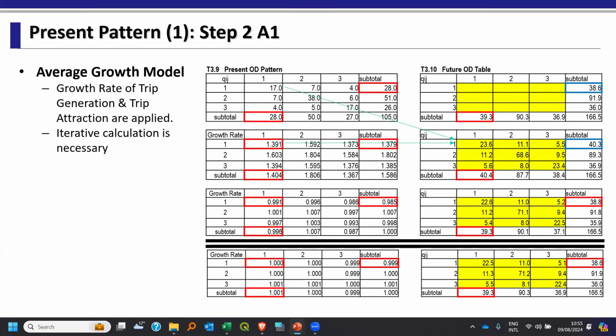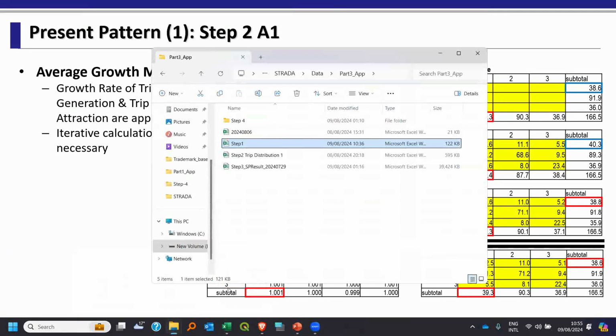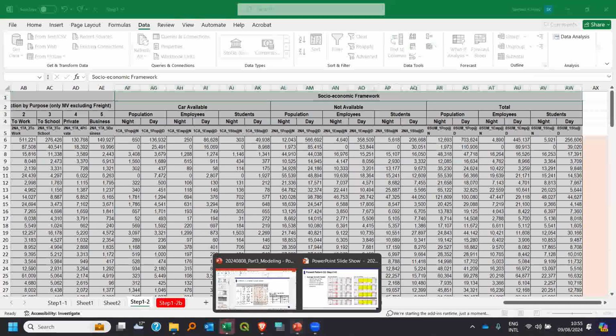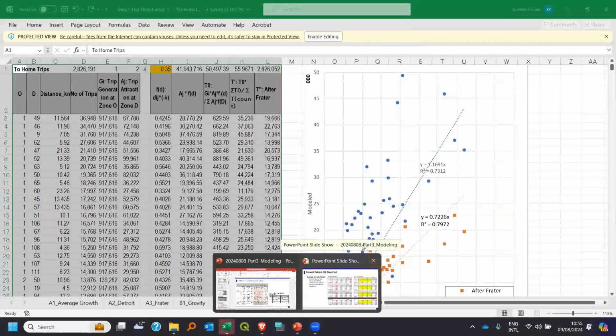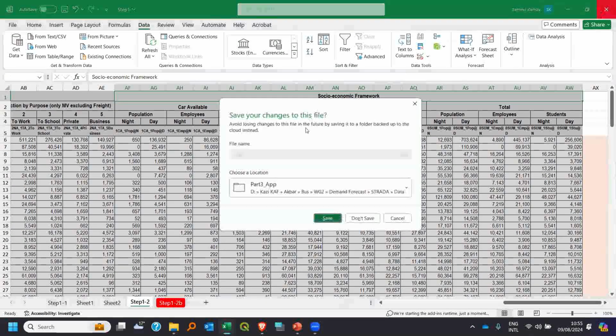Just in case, I would like you to open the Excel files. Step 2.